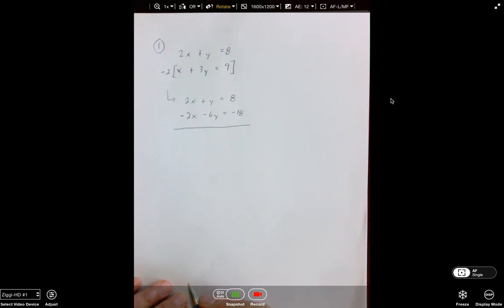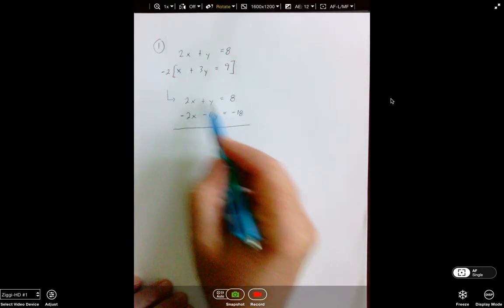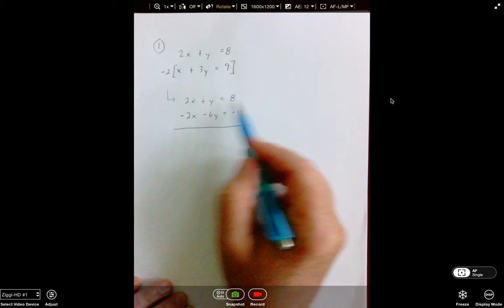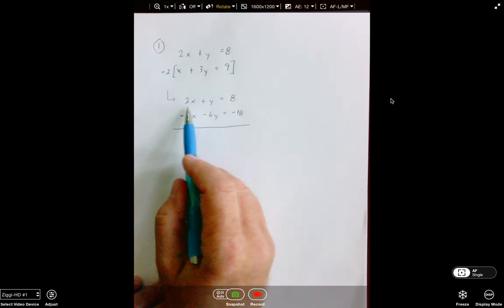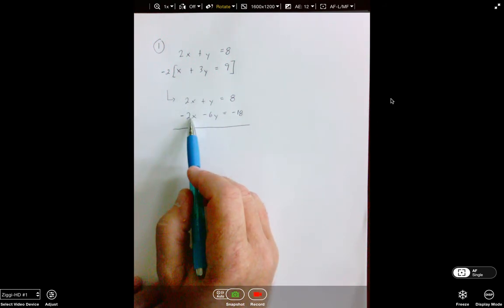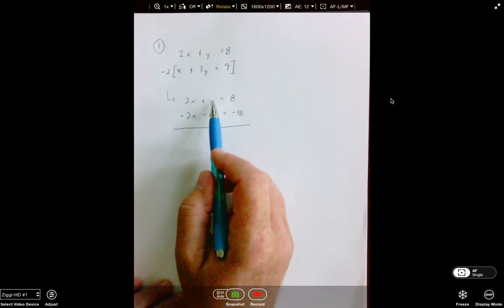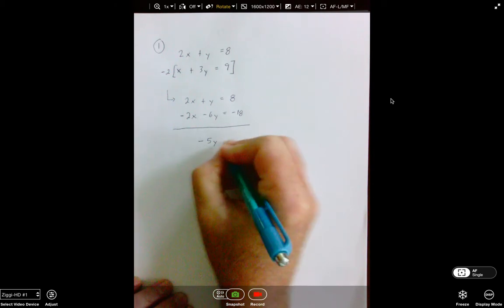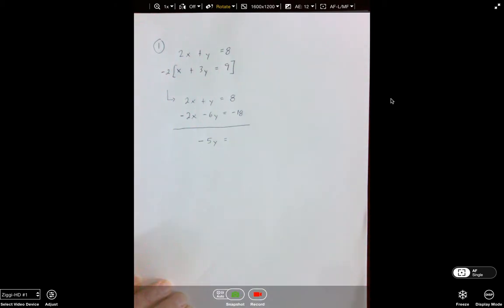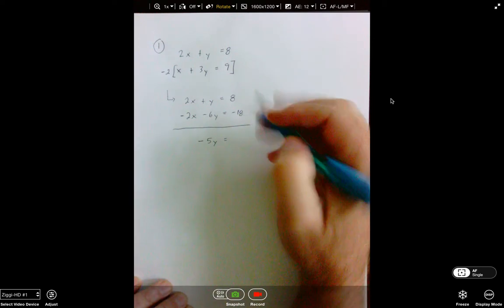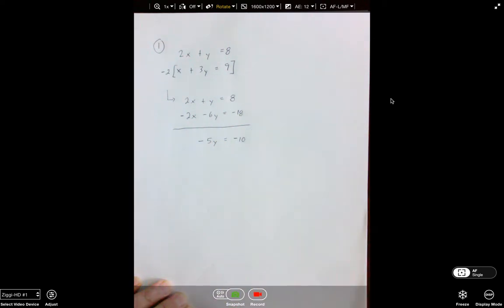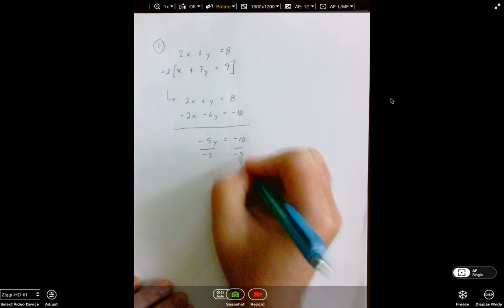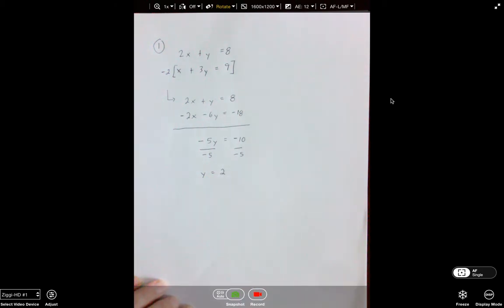As we've talked about a little bit before, I think when I was teaching exponential functions, we can add all the stuff on the left-hand side and add all the stuff on the right-hand side because they're equal. So if I add all this, I get 2x minus 2x, which gives me 0x, so that eliminates. Then I've got y minus 6y, which is -5y. And over here I get 8 minus 18, which is -10. So I'm going to divide both sides by -5, and I see that y is equal to 2.